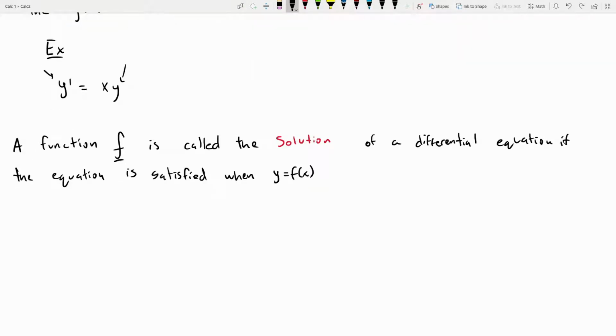And basically, a function f is called the solution of a differential equation if the differential equation, something like this, would be satisfied when y is equal to that function. We've already seen some very, very simple differential equations, and we've solved them, particularly with integrals, right? If we were given something like y prime is equal to x cubed, well, the solution to this would just be y is equal to x to the 4 over 4 plus c, right?